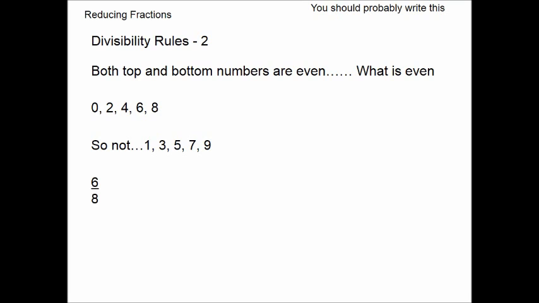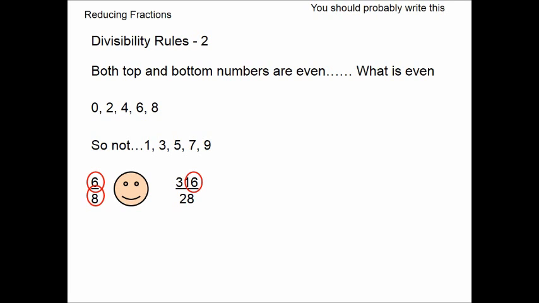So 6 over 8. That's a fraction right there. We've been learning about fractions. So that is our top number, which is our numerator, and our bottom number is the denominator. Numerator is 6, denominator is 8. Both of those are even. Because 6 is 0, 2, 4, 6, 8, and 8 is 0, 2, 4, 6, 8. So there's our smiley face.